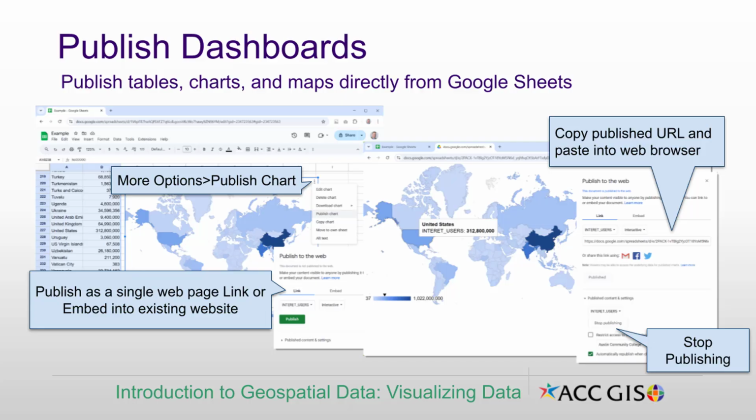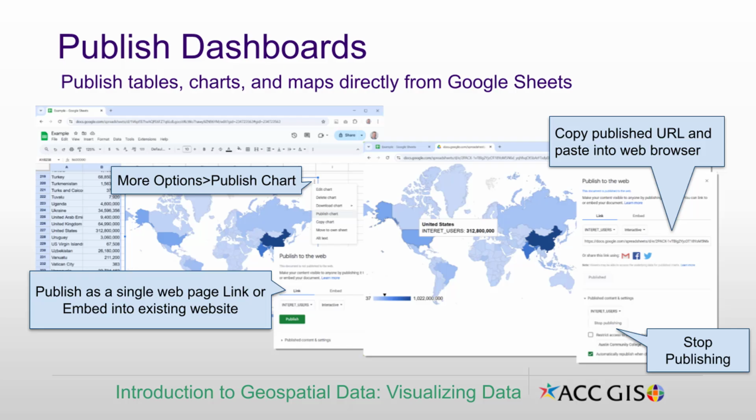You can even use spreadsheet software like Google Sheets to publish tables, charts, and maps directly to the web. In this example, I'm using Google Sheets, and on the right, I've selected a GeoChart and clicked on More Options. And in the menu, click on Publish Chart, and that opens the Publish to the Web window.